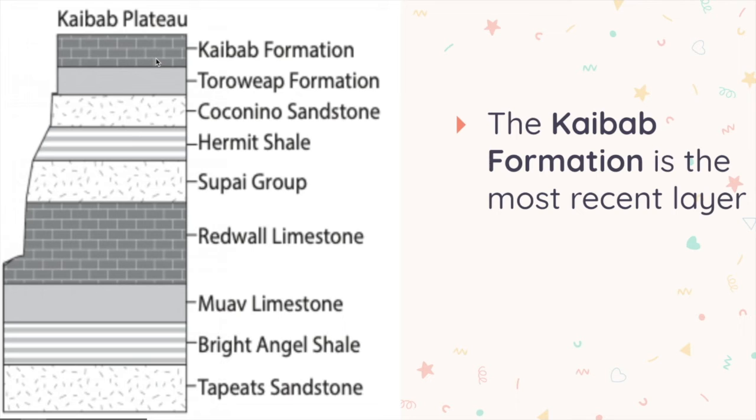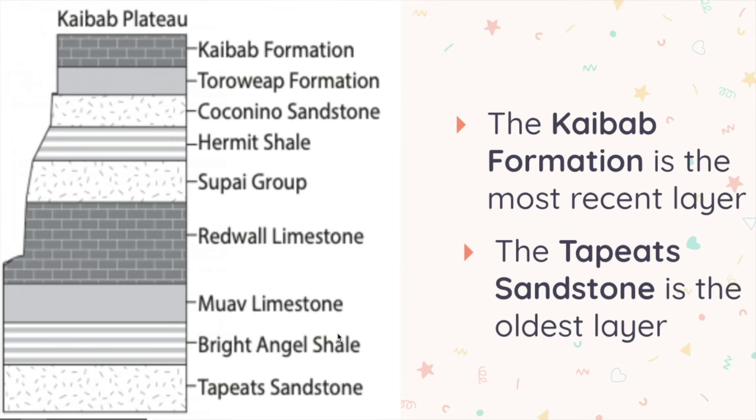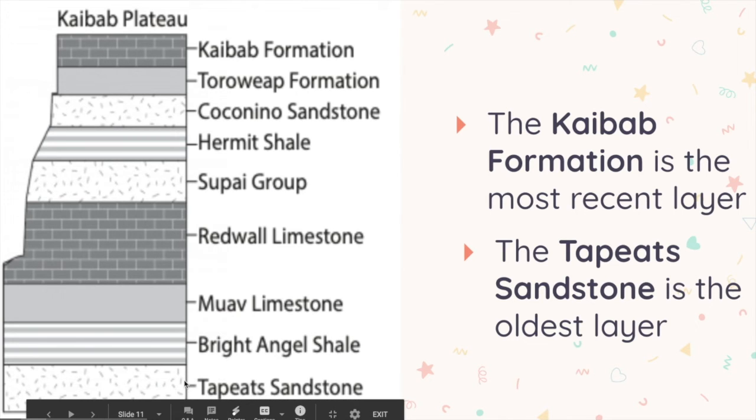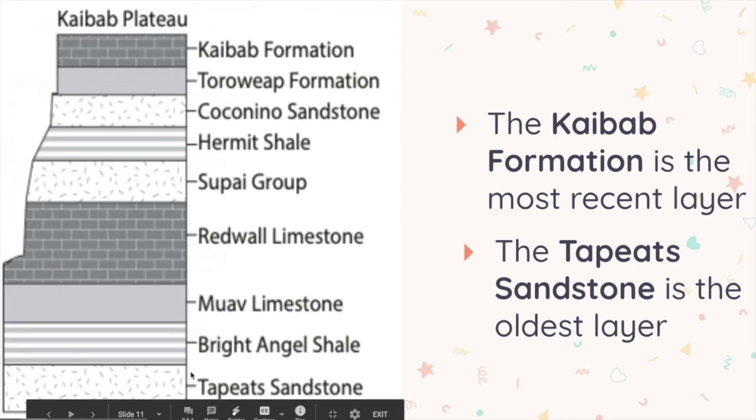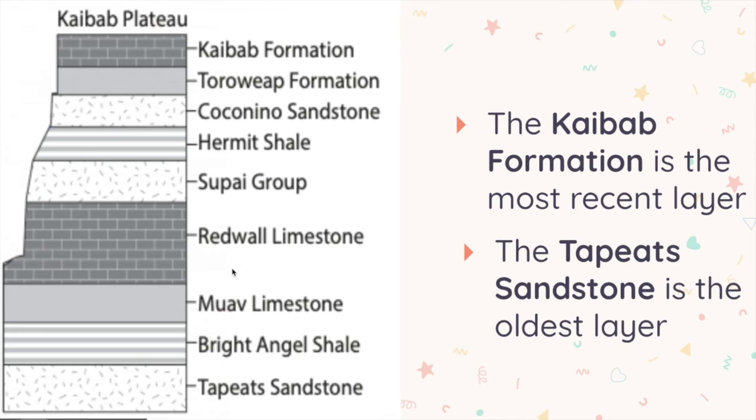Now let's think about it. Which do you think is the oldest layer of rock? If you said the Tapeats sandstone, you are correct. The Tapeats sandstone is the layer of rock that is all the way at the bottom. Tapeats sandstone is the oldest layer, and we know that because it is the layer of rock that is at the very bottom, and the other layers of rocks have built up on top of it.